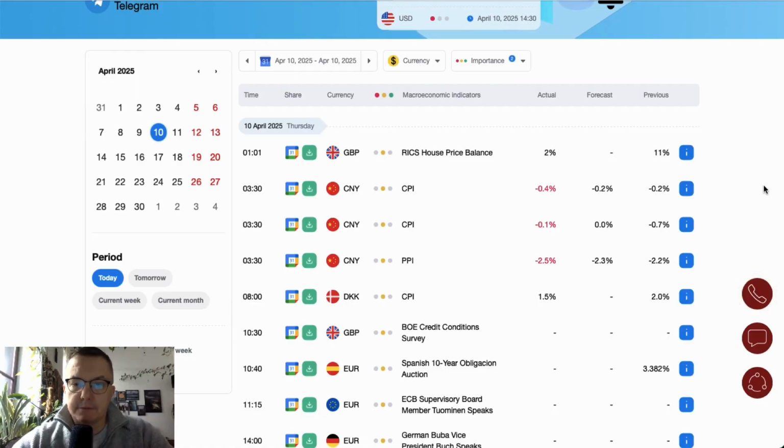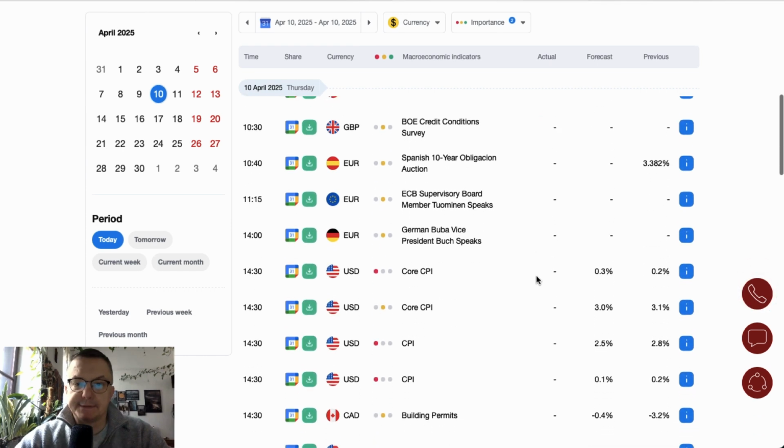CPI data from China were worse than expected. Minus 0.2% was the previous number in the forecast. The actual number was minus 0.4%. The monthly CPI increased from minus 0.7 to minus 0.1, but still worse than expected. PPI down from minus 2.2% to minus 2.5%.